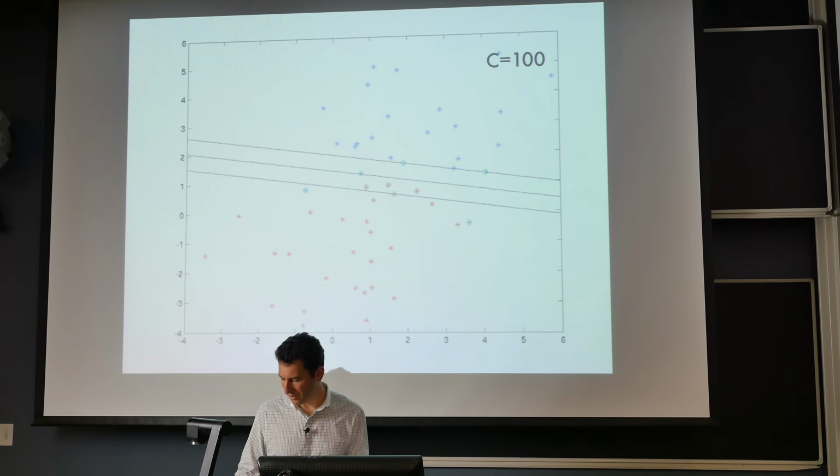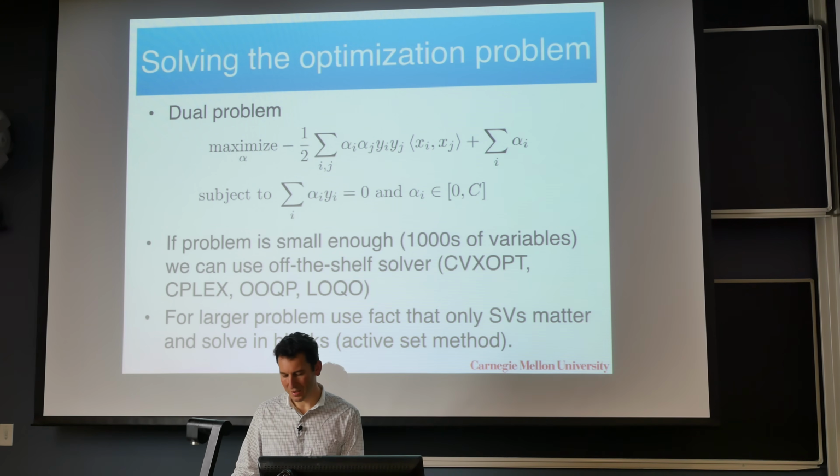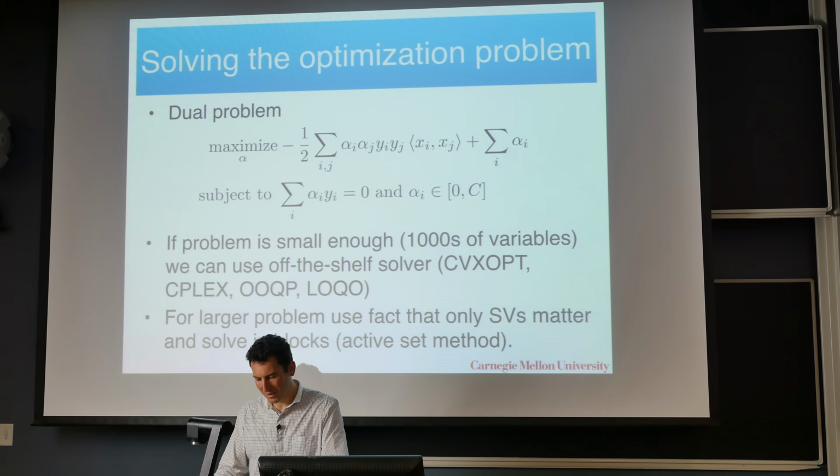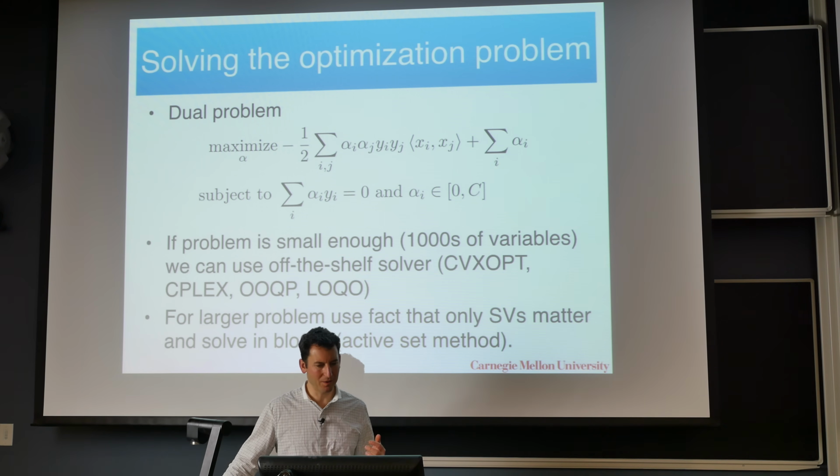Okay, so how do you solve this thing? Well, the first thing that you can do is you simply go and run the dual optimization problem. So that's how you get it. And if it's small enough, you can just use an off-the-shelf solver. So things like CVXOPT, CPLEX, OOQP, LOQO, yeah, that's just fine. For larger problems, things like LIBLINEAR, for instance, would do a very good job. So there are a couple of existing support vector machine solvers out there that you can just use.